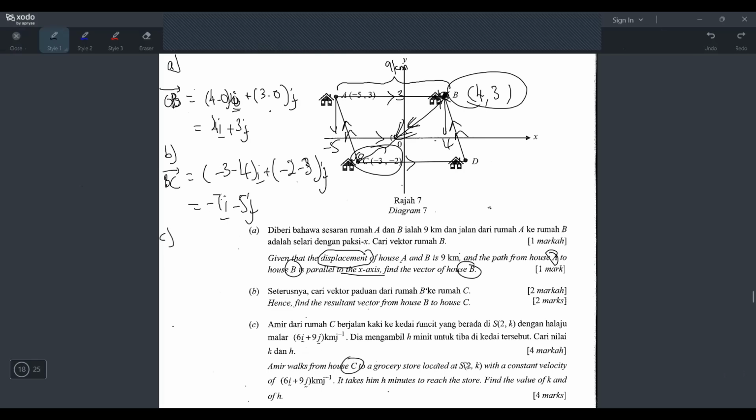Amir walked from C to S. So point C is negative 3, negative 2. S is 2k with a constant velocity of this. So velocity is like speed. So this is the speed. It takes him h minutes to reach the source. Find value of k and h.